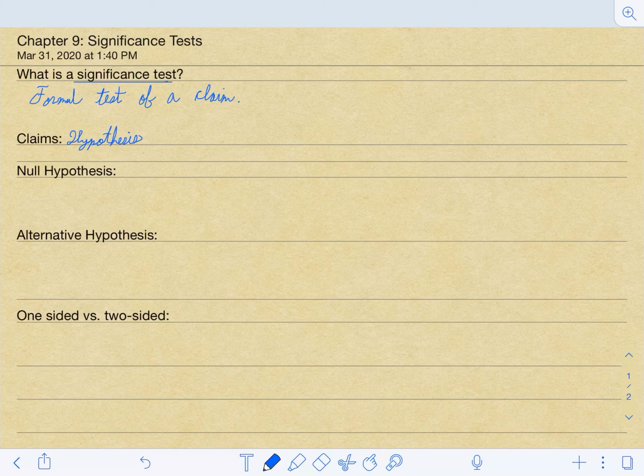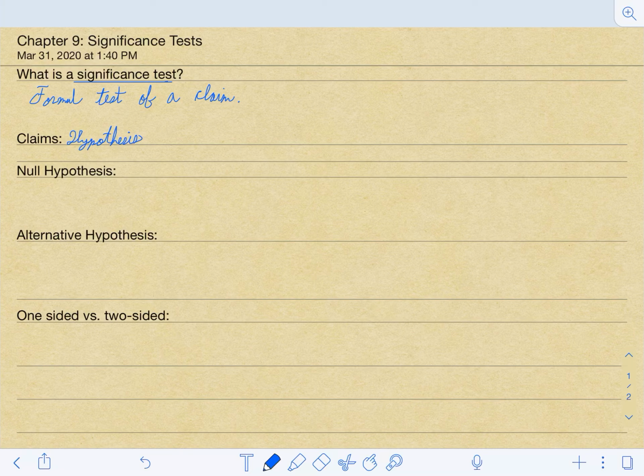So, with each claim that you make, you would want to use a different test. For scientific claims, you would want to go through the scientific method to test it. Whenever we're making a statistical claim, our hypothesis has to be about the statistics. And so that's one thing that we're going to be focused on. Okay, so a significance test is a formal test of a claim.